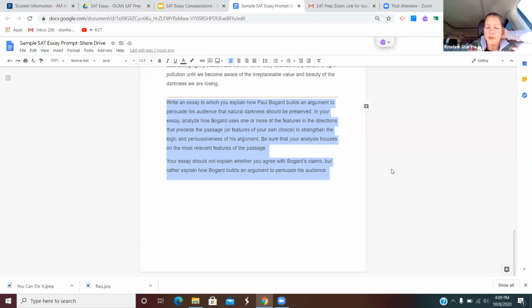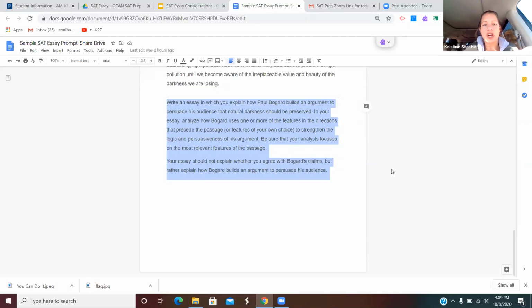Your essay should not explain whether you agree with Bogard's claims, but rather explain how Bogard builds an argument to persuade his audience. Every SAT essay is going to start with giving you things to think about in the excerpt, whether that's use of evidence, use of structure, use of literary devices.